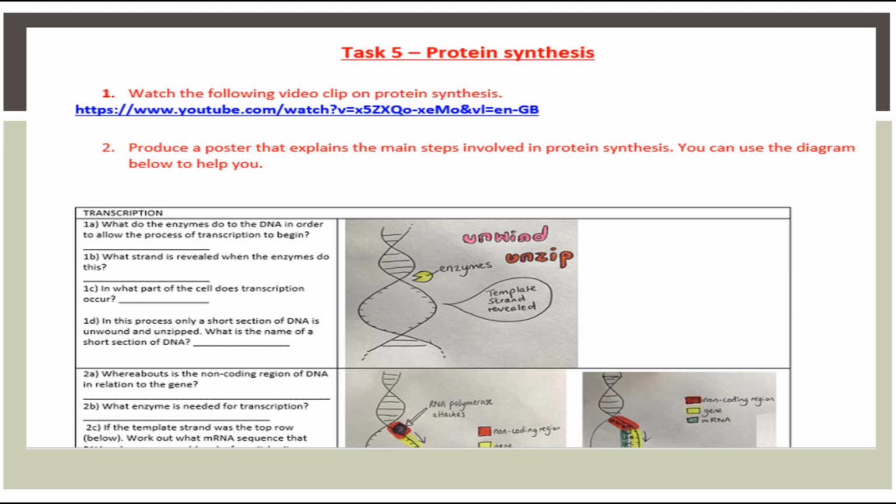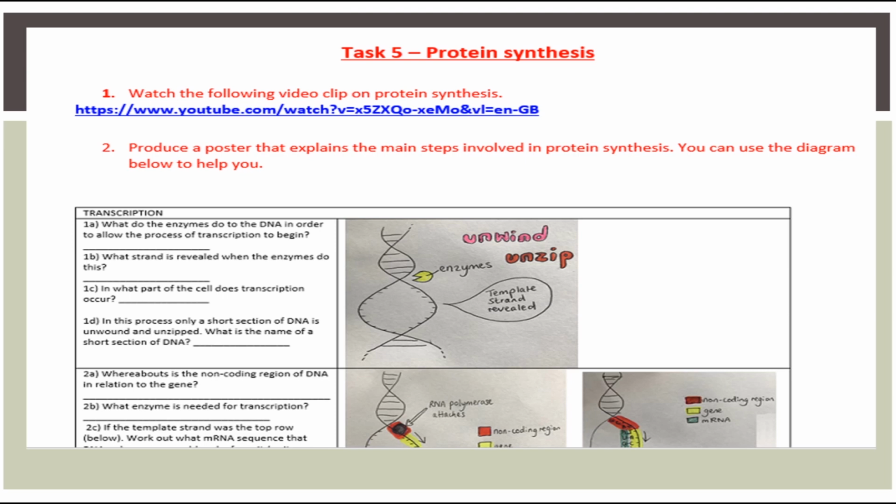So what we'd like you to do for step 2 is produce a poster that explains the main steps involved in protein synthesis. You can use the example below to help you. So for example, the diagrams that you might like to draw or the descriptions against each diagram. Okay, so this is an example for you to use, but I'd like you to produce a poster yourself.